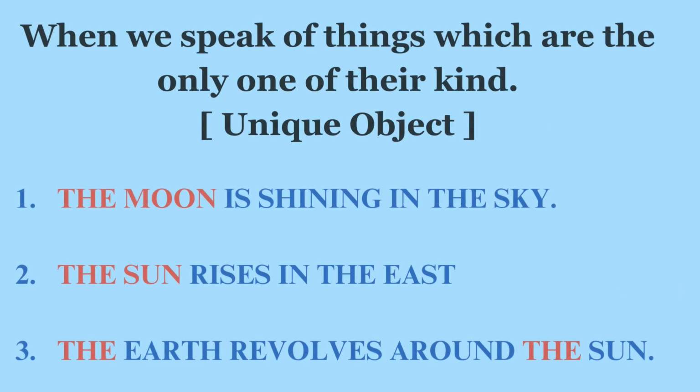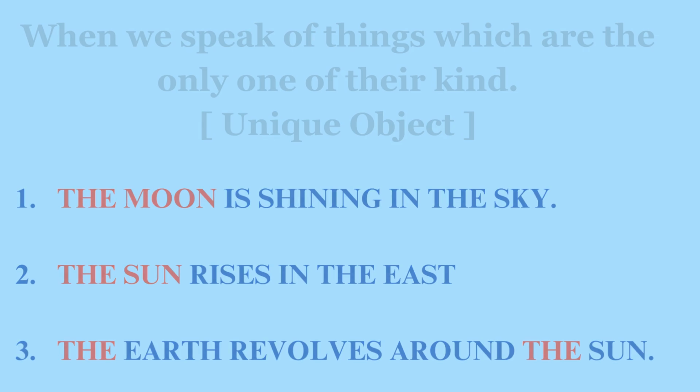Rule number 2. We use the article the when we speak of things which are only one of their kind or which are unique objects. For example, the moon is shining in the sky. The sun rises in the east. The earth revolves around the sun. So these are universal objects, unique objects. So we have used the article the.